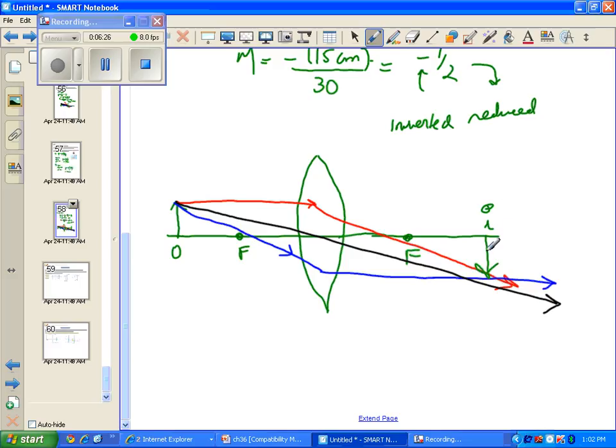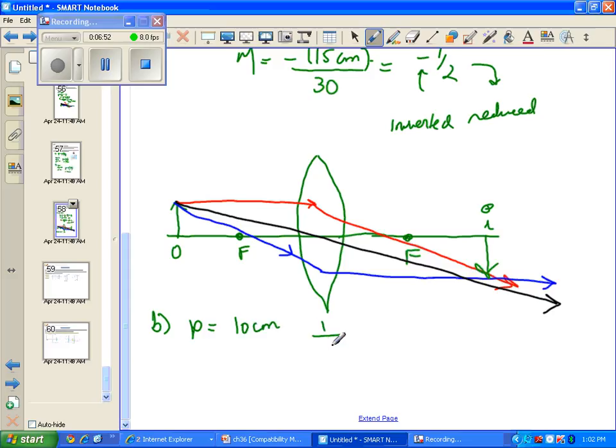Well, it is inverted. It's a little difficult to tell that it's reduced to 1/2 size, but again, this is very rough, and it is real because it's on the opposite side to where the object is with respect to the lens. Okay, next part, B, P is equal to 10 centimeters.